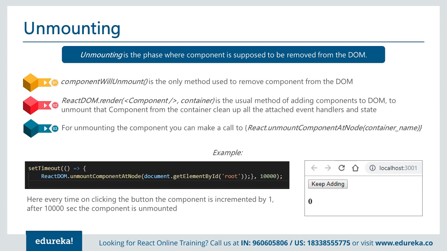ReactDOM.render(component, container) is the usual method for adding a component to the DOM. To unmount the component from the container, clean up the attached event handlers and state. For unmounting the component, you can call ReactDOM.unmountComponentAtNode(container). What does it do? It unmounts that component from there. Here, every time on clicking the button, the counter is incremented by 1. After 1000 seconds, the component is unmounted. It means after some seconds, the component will be removed from the space. Again, the unmounting part we'll see when we do routing.